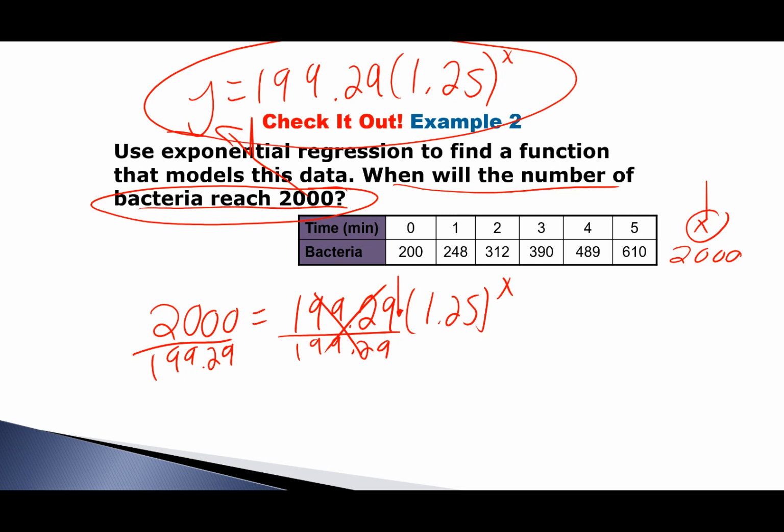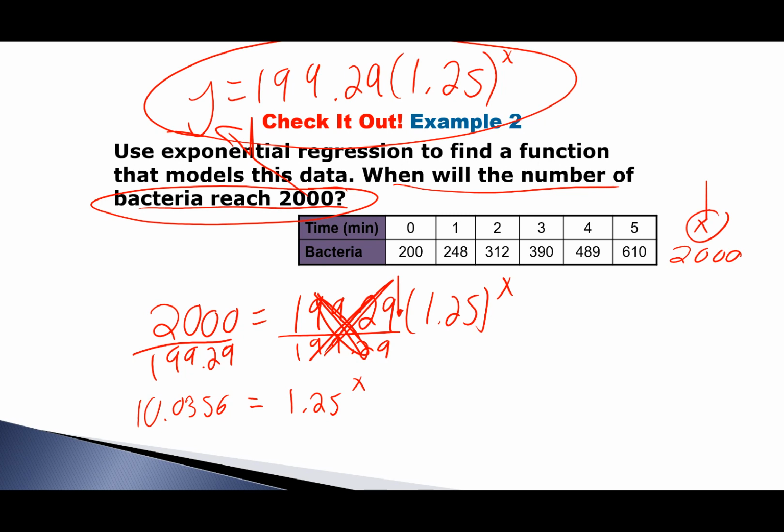If you give me a second, I'm going to just do that on my own calculator. So 2,000 divided by 199.29. And we get 10.0356. And that's going to equal, since this is gone now, just the 1.25 to the x power.